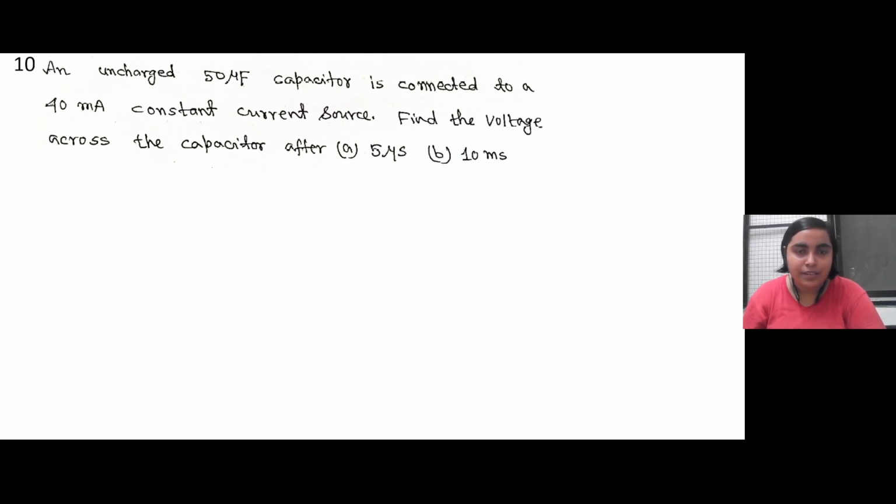Let's look at one last problem. Initially, a capacitor is uncharged and the capacitance value is given. It is connected across a 40 milliampere constant current source. You have to find the voltage across the capacitor after 5 microseconds and 10 milliseconds. So can you do this? Or tell me how I should proceed?